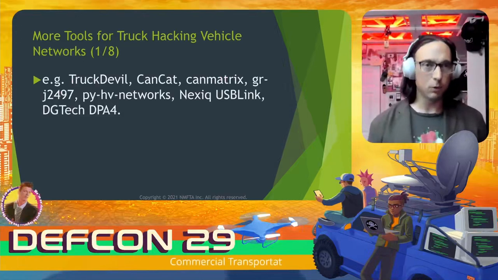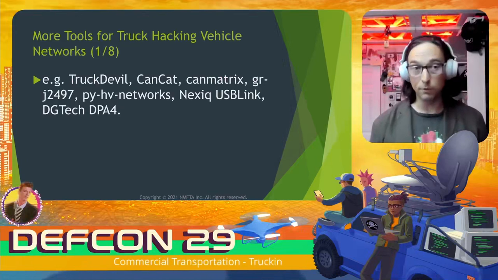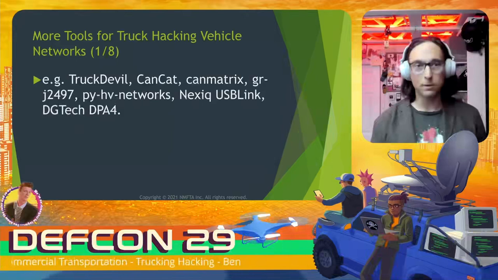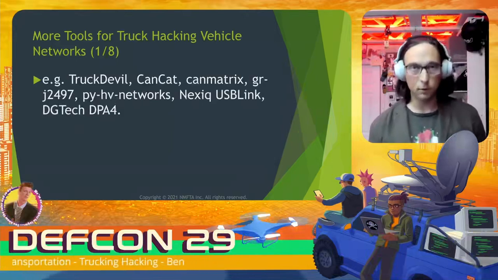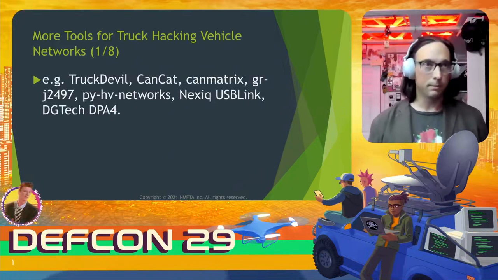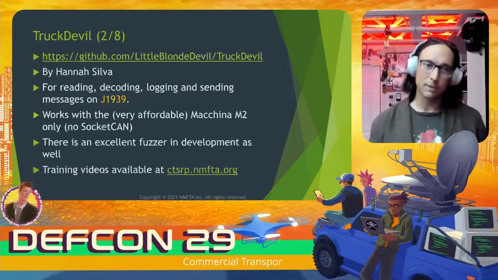GRJ2497, developed by Chris Poor at AIS, actually does J2497 decoding on SDRs. The PyHV Networks library by Haystack and 6Volts does J1708 sending as well as J1708 receiving. And of course, USB links and DPA4s. So first up is the TruckDevil by Hannah Silva.